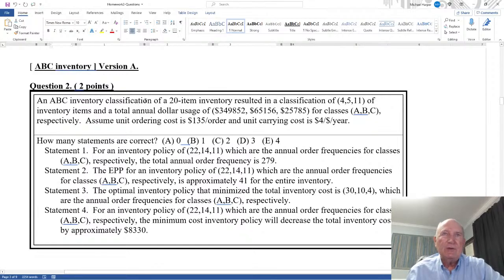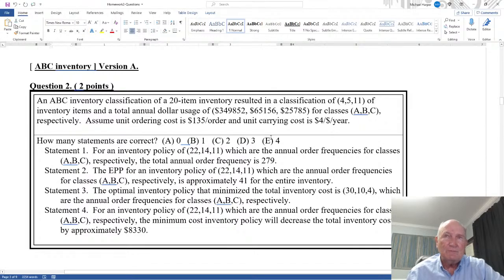An ABC inventory classification of a 20-item inventory resulted in a classification of 4, 5, and 11 inventory items and a total annual dollar usage of 1, 2, 3 for classes A, B, C respectively. Assume the unit ordering cost is $135 per order. Unit carrying cost is $4 per dollar per year.